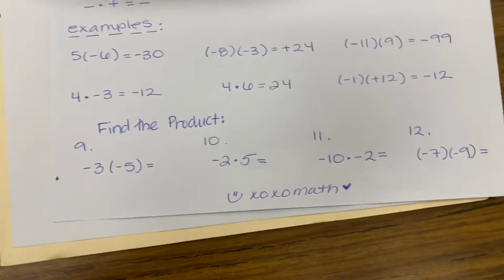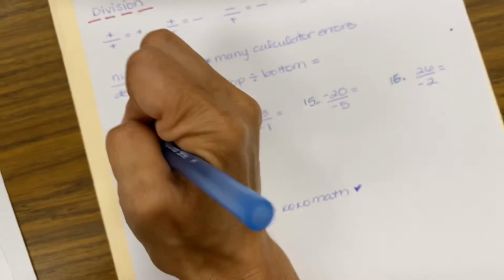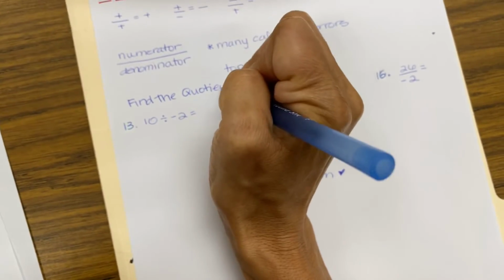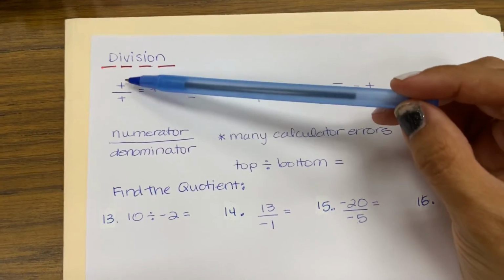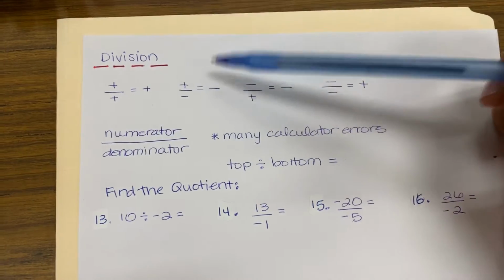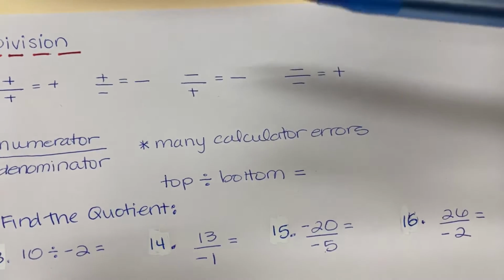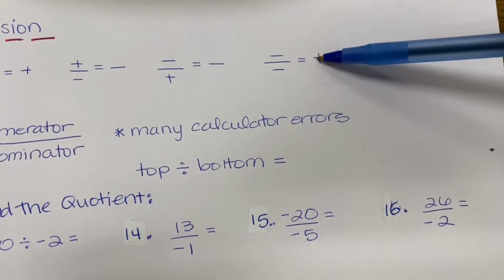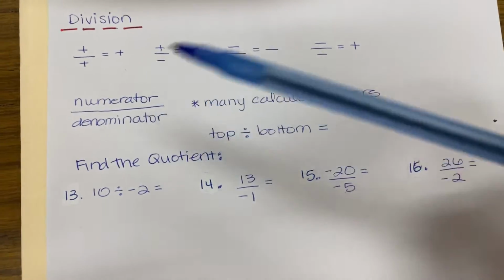And then lastly, the last operation that you know so well: quotients, division. Find the quotient is what it should say here. I got ahead of myself. So division, fraction bar. A positive divided by a positive is a positive. A positive divided by a negative is a negative. A negative divided by a positive is a negative. A negative divided by a negative is a positive.